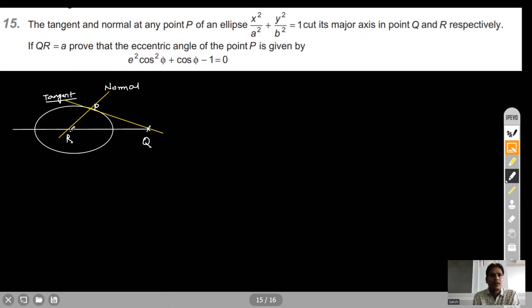Now, the length of QR is given to be a. So we have to prove that the eccentric angle of point P is given by... Eccentric angle means theta. So what is eccentric angle? Angle is theta only, no? We used to call it theta. So let me assume this point P as (a cos theta, b sine theta), right?